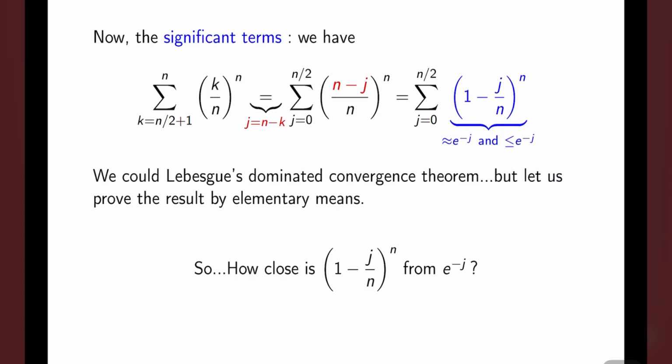So the question is, how close is (1 minus j over n) to the power n from exponential of minus j? Well, this will be a very technical part, so if you want to skip it, you can just go to the end of the video.